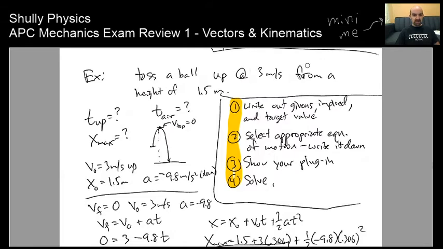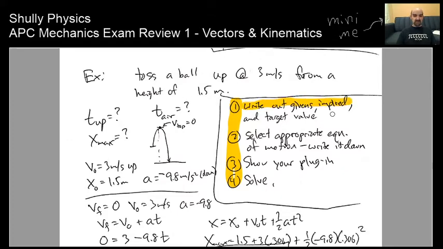Number one, as you see a problem: toss a ball up at 3 meters per second from a height of 1.5 meters. What's the time to get to the highest point? What's the maximum height? And what's the time in the air? There's a lot of things we can figure out. This actually leads really well into projectile motion, but this is just a linear motion, toss a ball up kind of question.